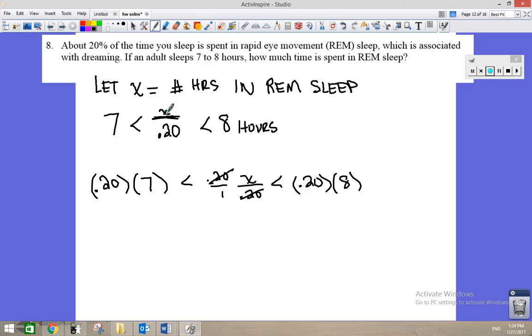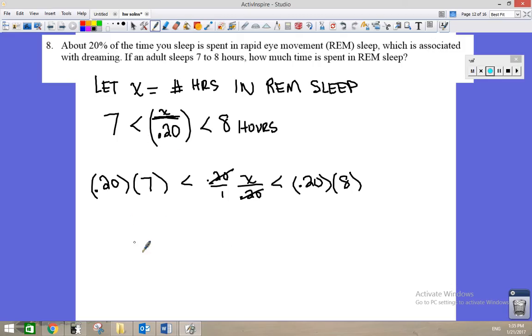And the purpose of dividing was to make this middle unit the same as 7 and 8, because you can't compare apples and oranges. You can compare apples against apples, or oranges against oranges, or the hours slept against the hours slept, not the REM hours slept.